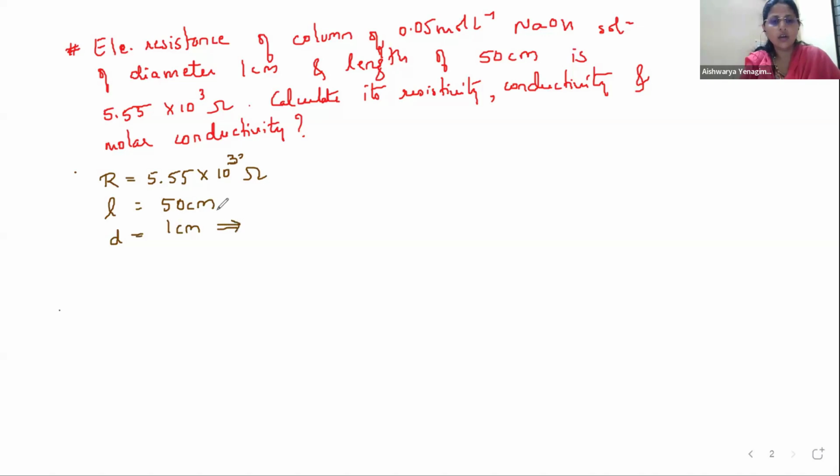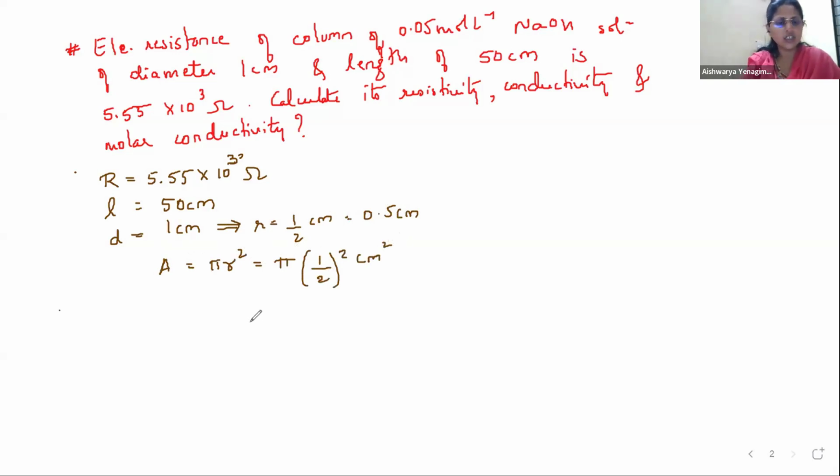I want to find the area. I need the area. So I'll take the radius. How much is it? Half centimeter is the radius, or you can also write it as 0.5 centimeter. So what is area? Area is equal to pi r square. I'll keep pi as it is. Pi into half square centimeter square. Correct? So this is my area.